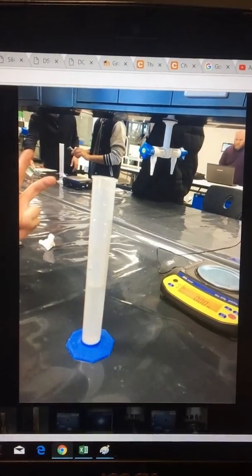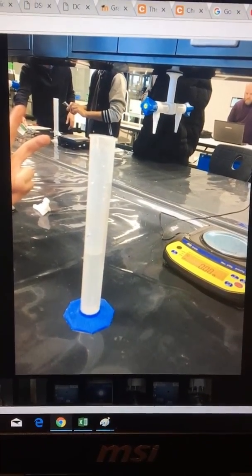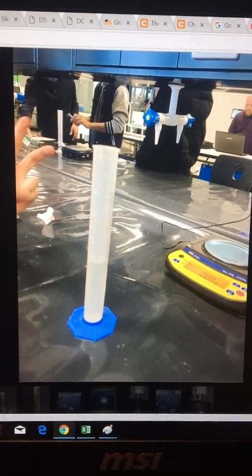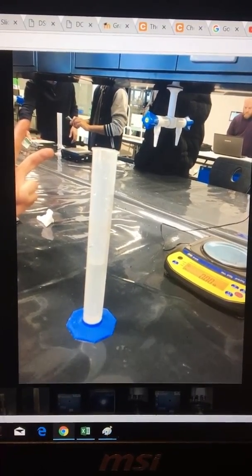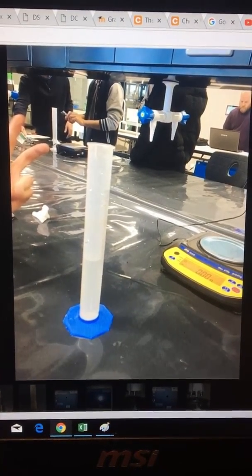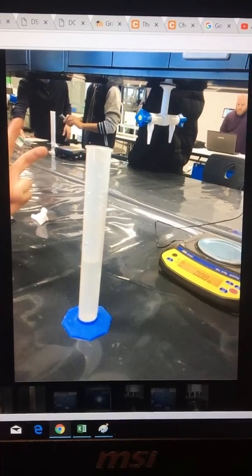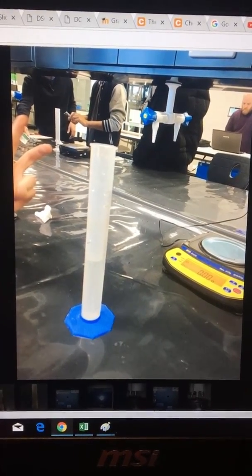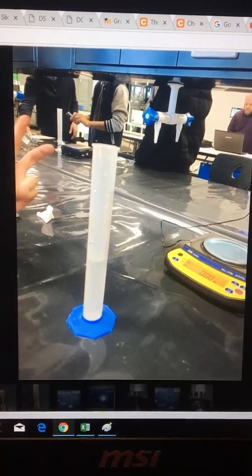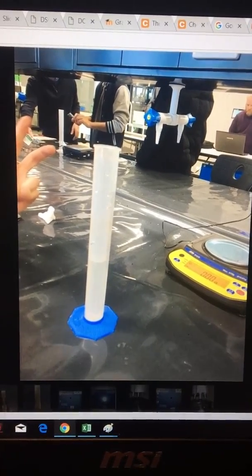And then for the water displacement, we use a cylinder like this, and we put in water to about 50 ml, and we put our sample in, and we use the water displacement. We use the same equation, but instead of volume we put the water displacement in, and we calculate the density.